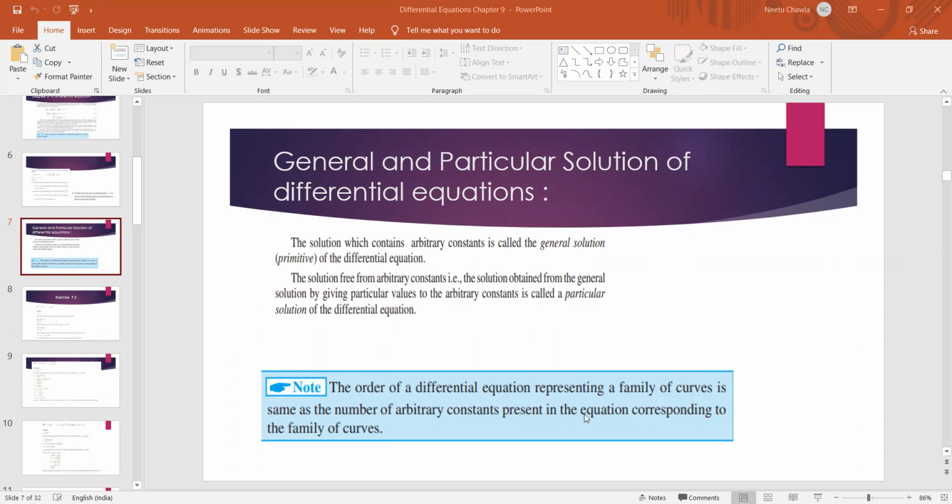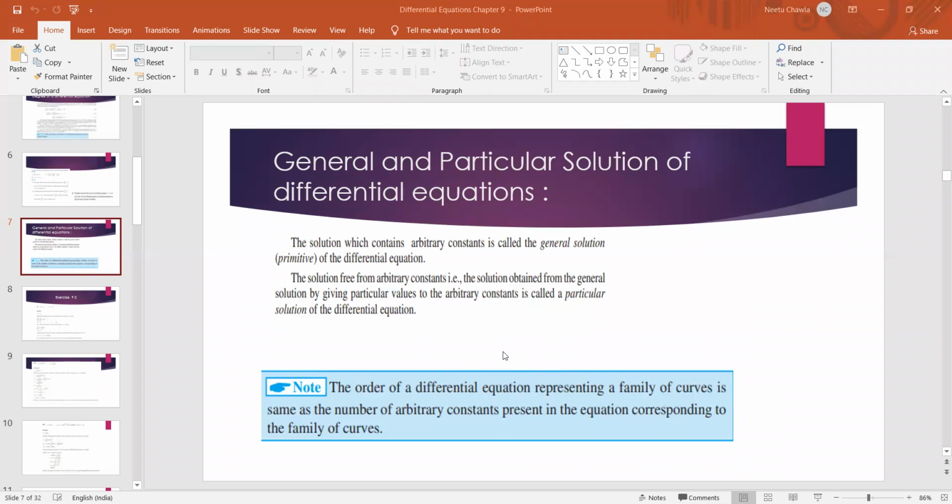Now see this note. The order of a differential equation representing a family of curves is the same as the number of arbitrary constants present in the equation corresponding to the family of curves. तो जितने arbitrary constant होते हैं वही हमारे उस differential equation की order के बराबर होते हैं.